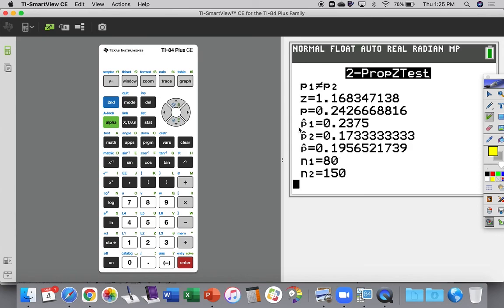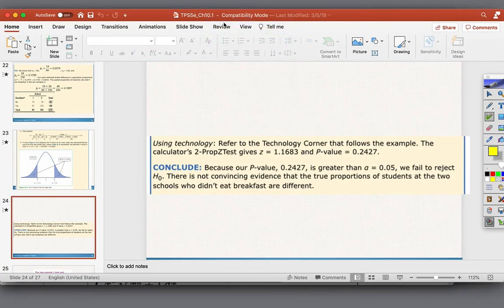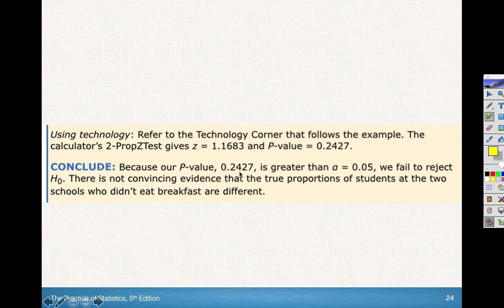It's great to write all this out, but again, the most important things are z equals and p equals. Obviously, this p-value is awful. We are going to fail to reject. Because our p-value of 0.2427 is greater than alpha of 0.05, we fail to reject H0. There is not convincing evidence that the true proportion of students at the two schools who did not eat breakfast are different. That was the word they used. That's the word we use. And that's the two proportion z-test.